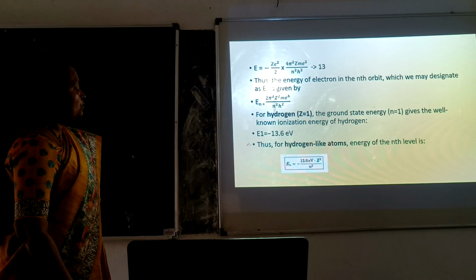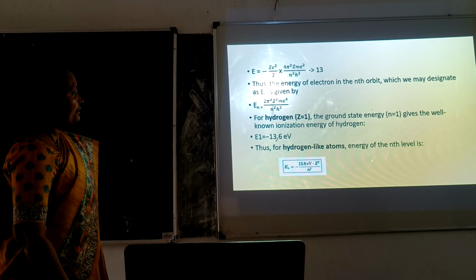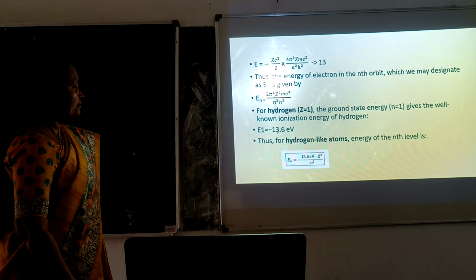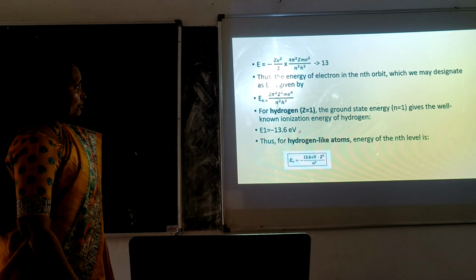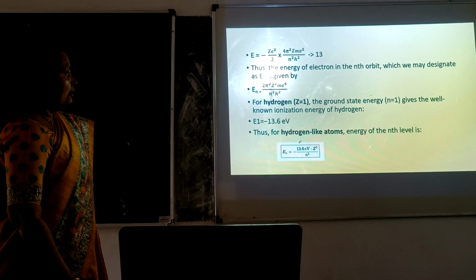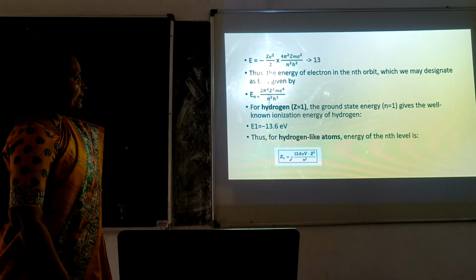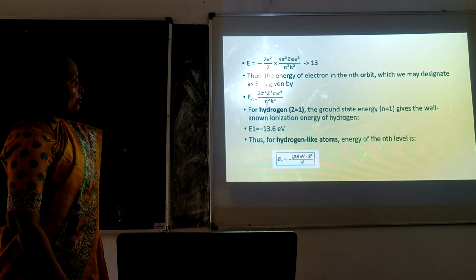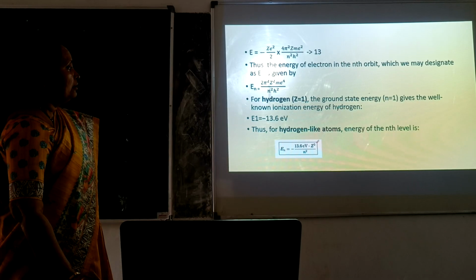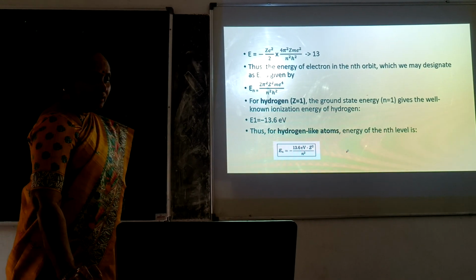For hydrogen, Z is 1, and for the ground state, n will be equal to 1. So E1, the energy of the first energy level, will be given as minus 13.6 electron volts. But for hydrogen-like atoms, the energy of the nth orbit will be given as minus 13.6 electron volts into Z squared by n squared.